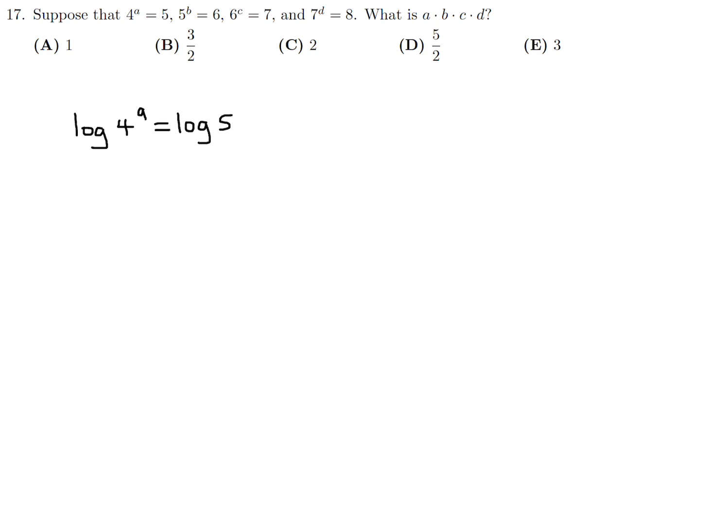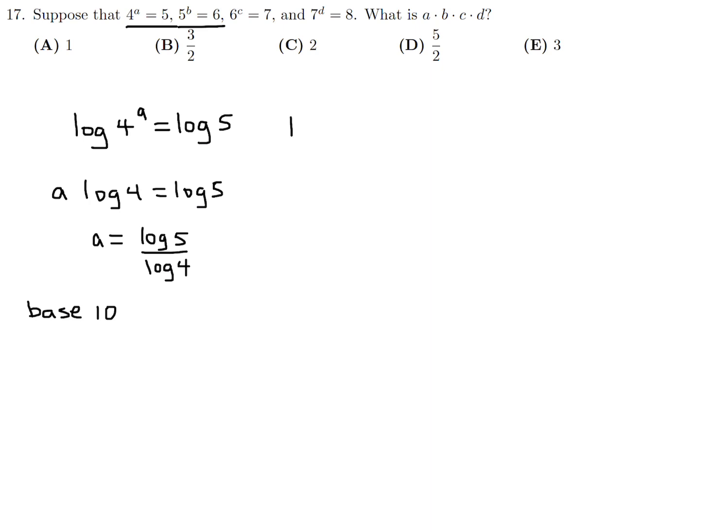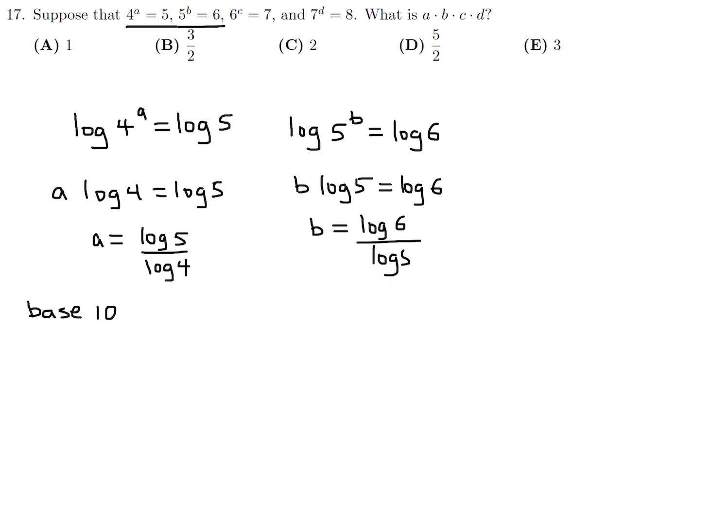So if you take the log of both sides in the first one there, you can bring the A out front like that. And then therefore A just becomes the log of 5 over the log of 4. And when you don't write a base, it is assumed that it's base 10. So this is all base 10, all across. In a very similar way, let's do the next one. Log of 5 to the power of b is equal to log of 6. I just take the log of both sides. And this becomes b log 5 is equal to log 6. And therefore b is equal to the log of 6 divided by the log of 5.